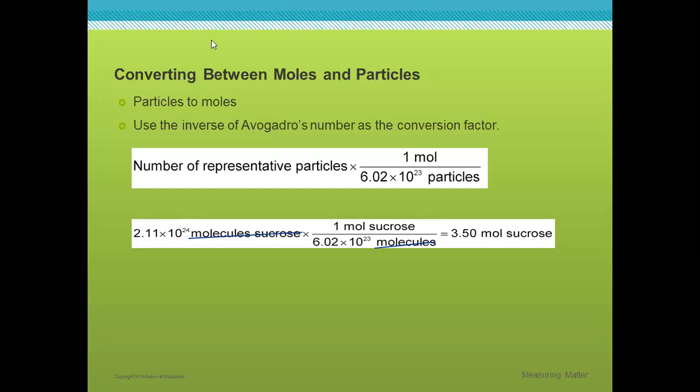Mazen, how can we get number of molecules? We divide the molecules by the Avogadro number. Not divided, times. I said before that number of molecules equals number of moles times Avogadro's number. It's very important.